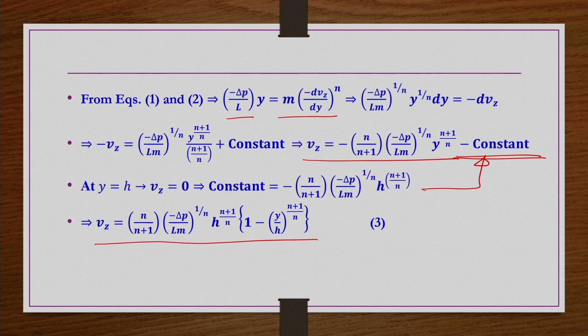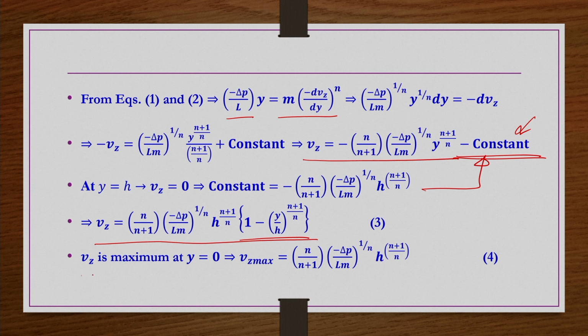After substituting this constant here, from both the terms, we have taken h power n plus 1 by n common. So, that we have 1 minus y by h whole power n plus 1 by n within the parenthesis, right. So, this is what we get, the velocity profile, right.